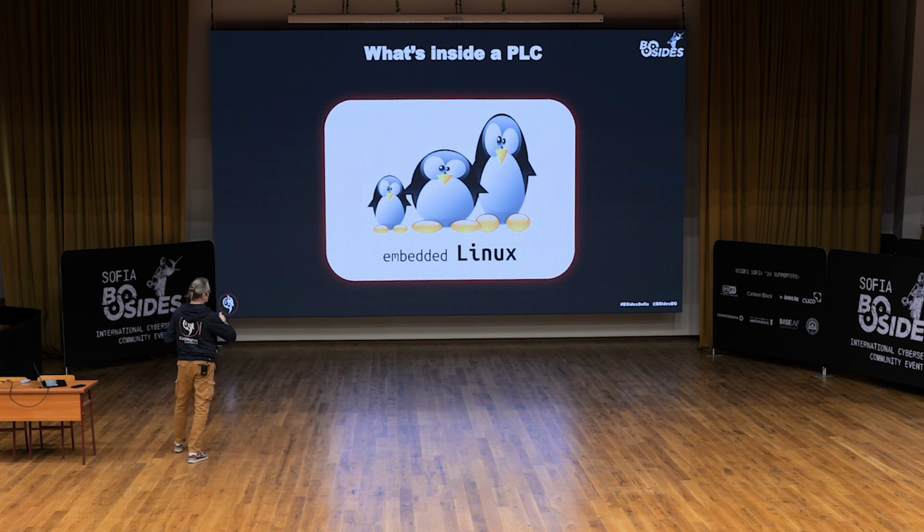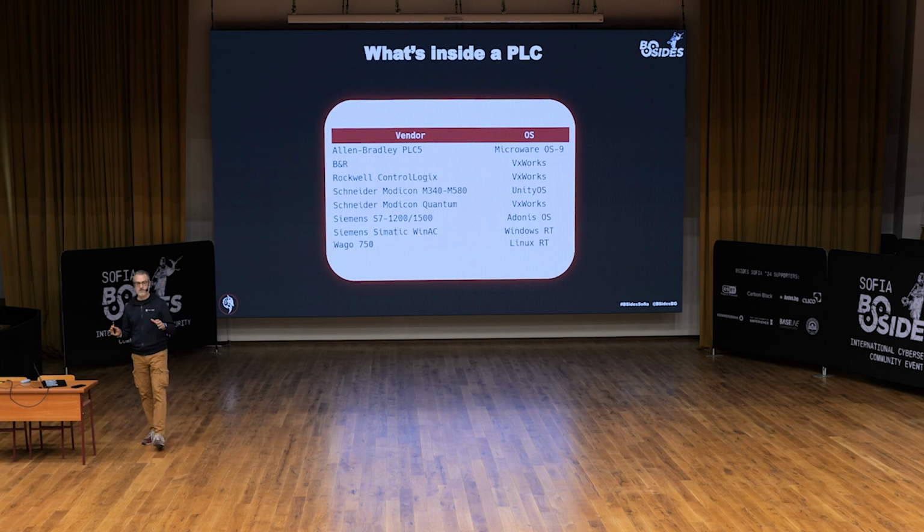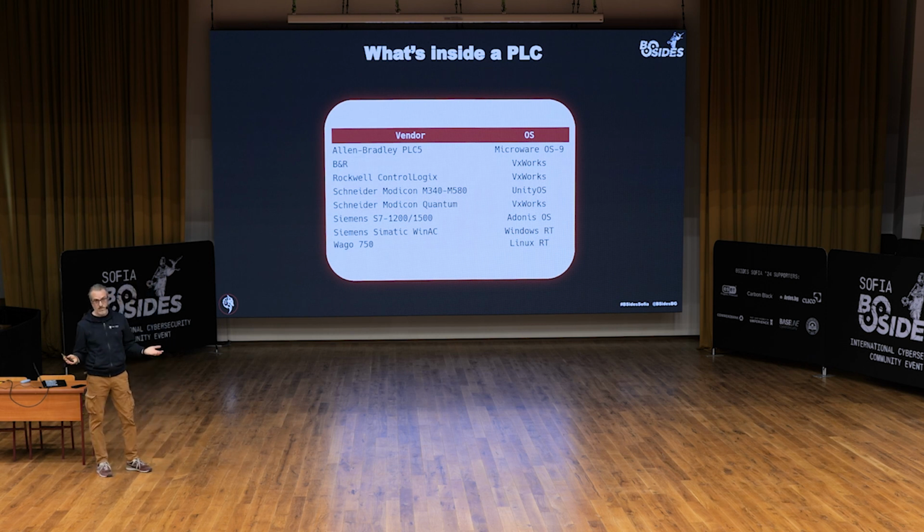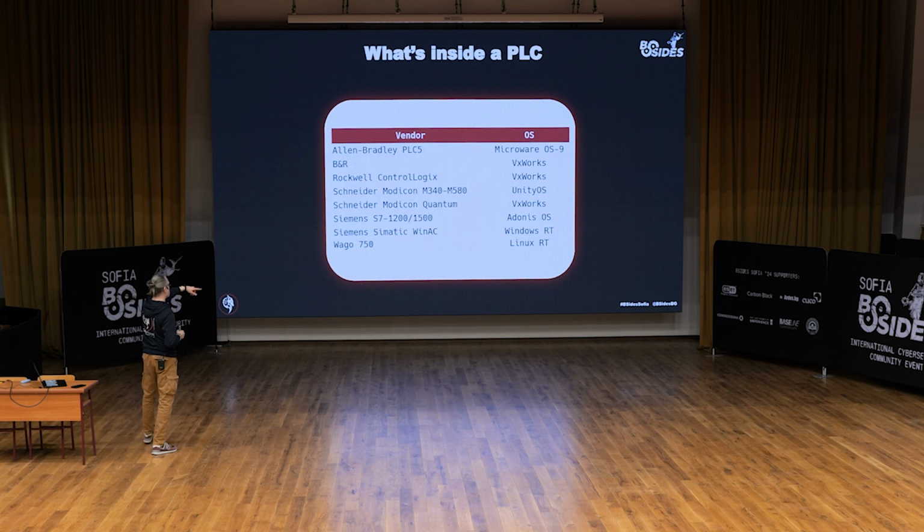Inside the PLC, you can find, in most cases, a Linux operating system. For example, Allen Bradley uses Microware OS-9, which is Linux-based. B&R, a strong company, uses VxWorks. Rockwell ControlLogix, VxWorks. Schneider Electric in some PLCs uses UnityOS, a Linux-based PLC. Or in another, Schneider Modicon Quantum, VxWorks. Siemens uses a custom version of Linux called Adonis OS, but it's a Linux embedded system. Or in certain cases, Windows RT. Another producer uses a Linux real-time.